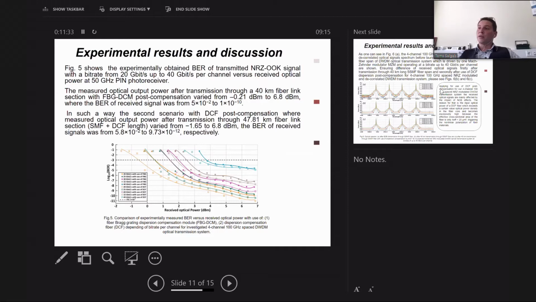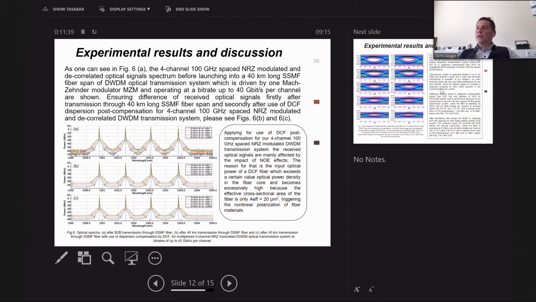And as you can see in this figure, there is the spectrum of the four-channel system before launching into the 40 kilometer fiber span, driven by only one Mach-Zehnder modulator. And after the transmission of 40 kilometers, and then after the DCF dispersion post compensation for the same systems. And you can see how it looks for our system, according also to the data rate from 20 to 40 gigabits per second.